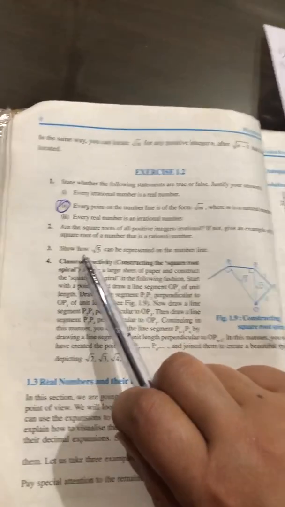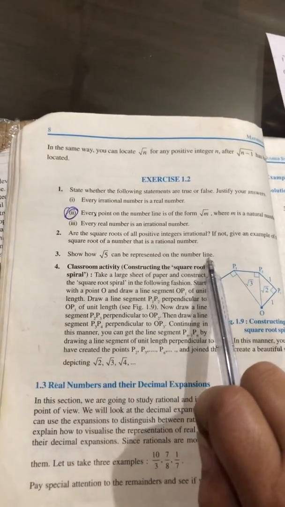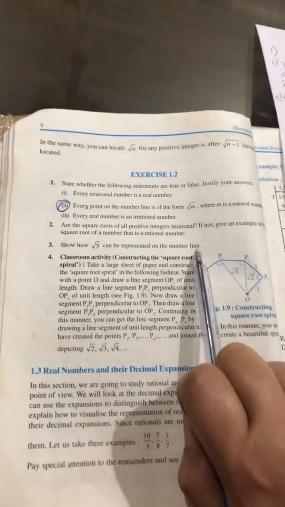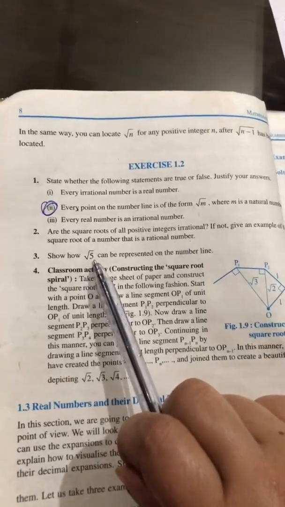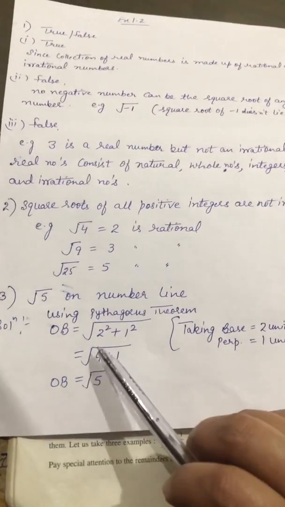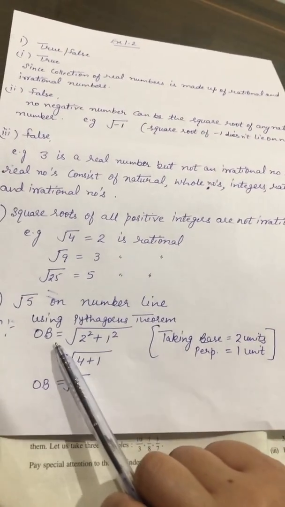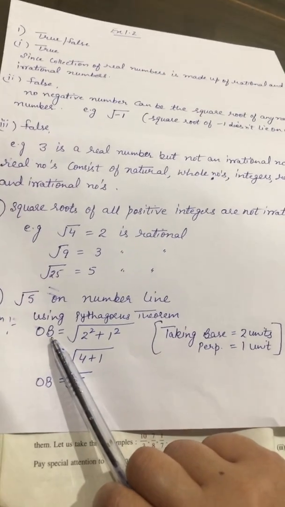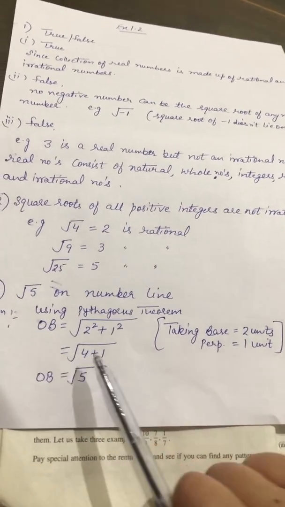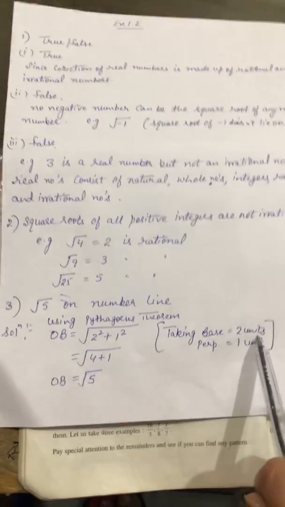Then comes question number 3. Show how root 5 can be represented on the number line. You can try this sum yourself, but I will give you a hint. Before making it, you have to again use Pythagoras theorem. OB is the hypotenuse, which will come to root 5. You can take base as 2 units.